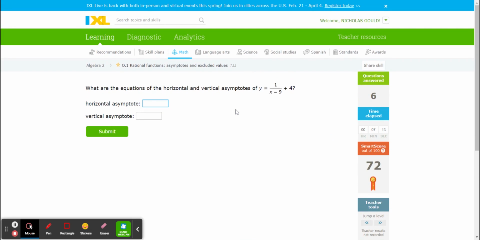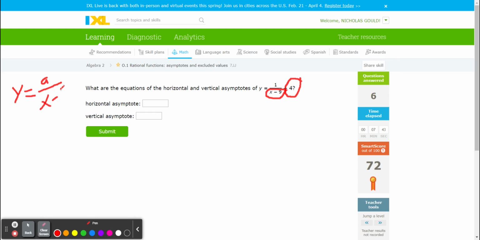And this would be a harder question to a certain degree. So I'm going to let you know now, this x minus 9 is referencing the vertical asymptote. This +4 is referencing the horizontal asymptote. So the equation that we have will be y is equal to a over x minus b, plus c, right? So our b would be our vertical asymptote, and our c will be our horizontal asymptote.